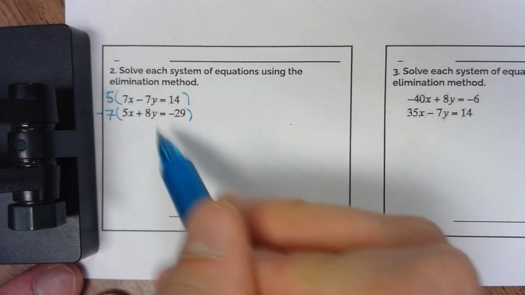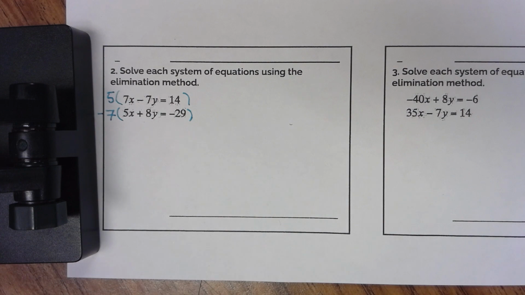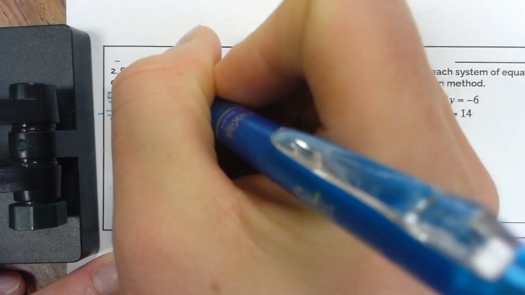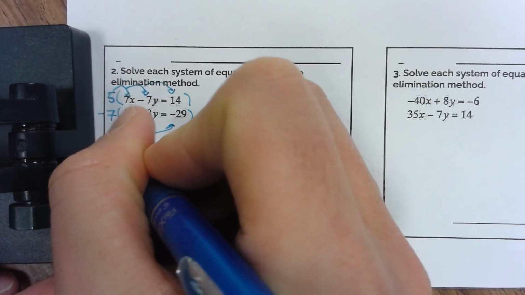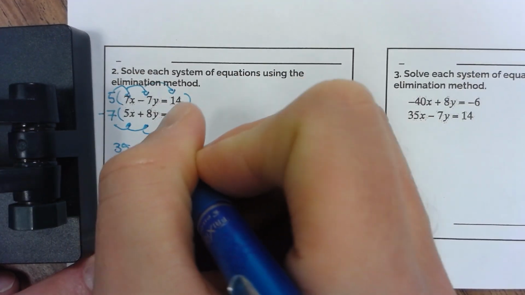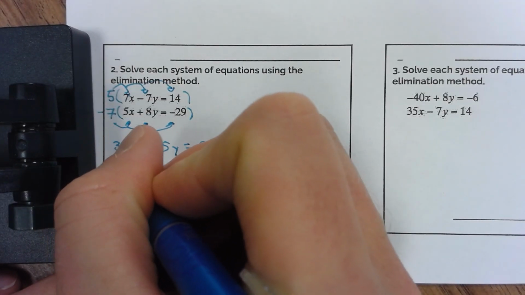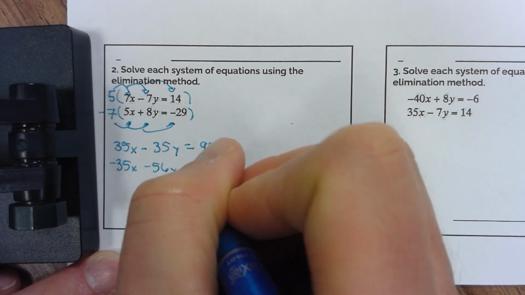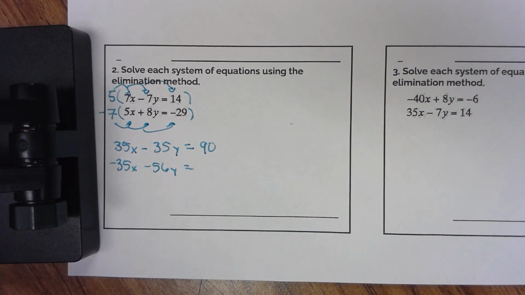Now, if instead you tried to get the y's to go away, you're going to multiply by different numbers, and that's okay. It always works out to be the same answer if everything goes correctly. Now I've got a bunch of distribution. So 5 times 7, that's 35x. Then I have 35y as well, and that equals 90. Then negative 7 times 5 is negative 35x. Negative 7 times 8 is negative 56y. And negative 7 times negative 29 is 203.